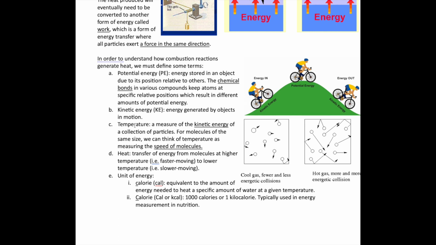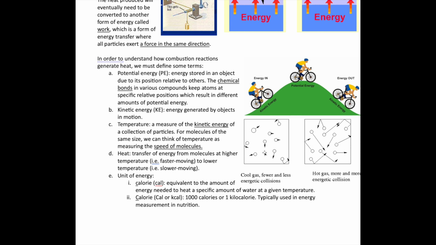The third concept I want to get across is the idea of temperature. We all know what temperature is. It's something we measure with a thermometer, but what does that mean in terms of a microscopic picture of temperature? Well, it turns out temperature is just a measure of the kinetic energy of a collection of particles. So if the molecules are moving very fast, then the temperature is higher. If the molecules are moving more slowly, then the temperature is lower.